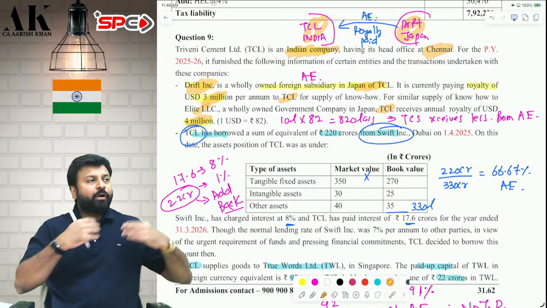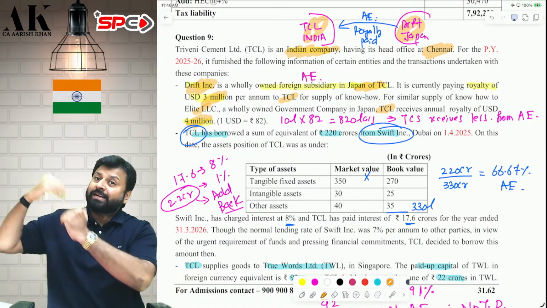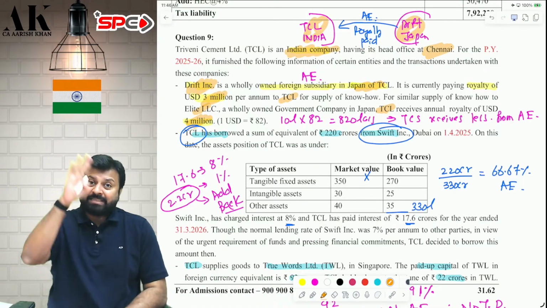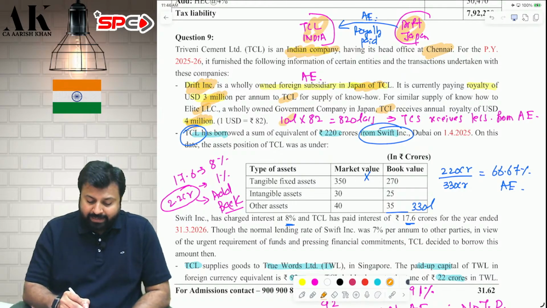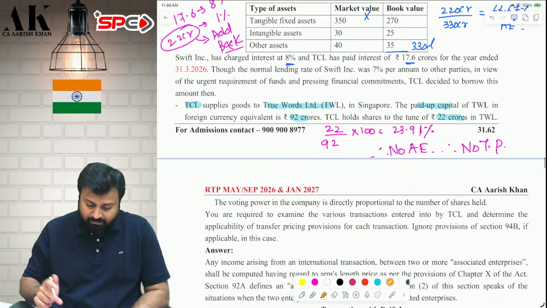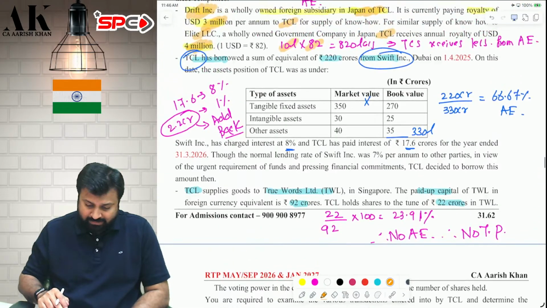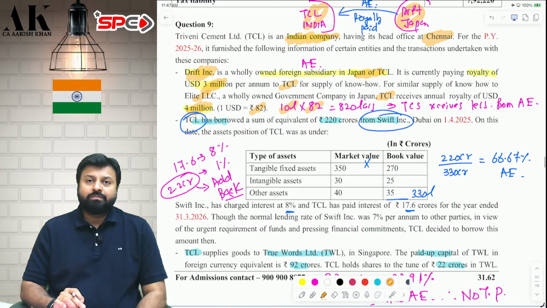So, I am Triveni, from associate enterprise Drift Inc. I am taking $3 million. But from others, I am taking $4 million. From associate enterprise, I am taking $1 million less. $1 million means 10 lakh. $10 lakh less I am taking. Therefore, that much I have to add back. $10 lakh into 82 rupees is the rate of dollar which is given over here in the question. Where it is given, 82, somewhere it is given. Here it is given. So 10 lakh into 82, that will be added back.